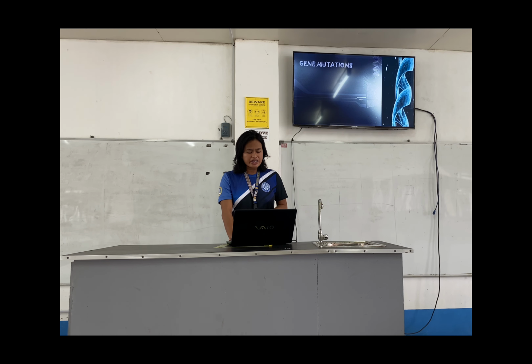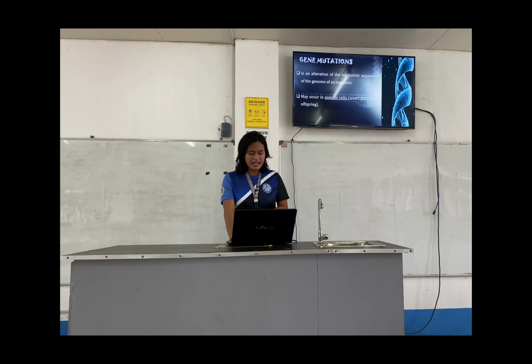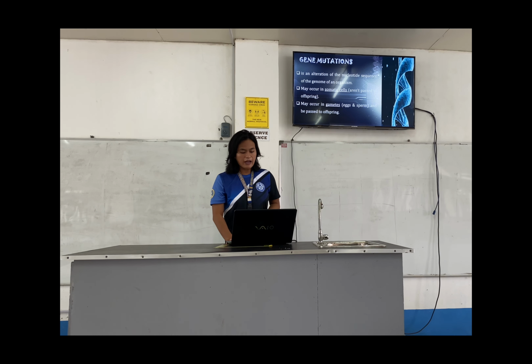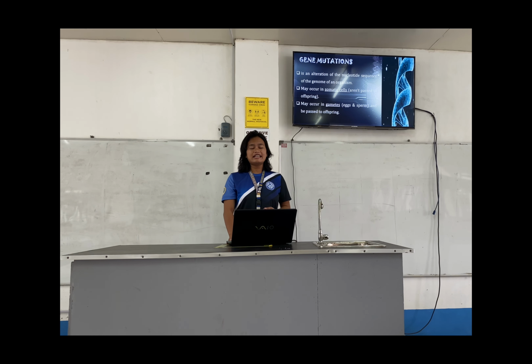Gene mutation is an alteration of the nucleotide sequence of the genome of an organism. It may occur in somatic cells, which aren't passed to the offspring. It may occur in gametes, eggs, and sperm, and be passed to offspring. So gene mutation is the alteration of the DNA sequence of a specific organism.